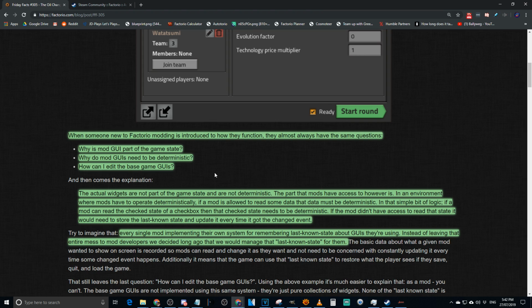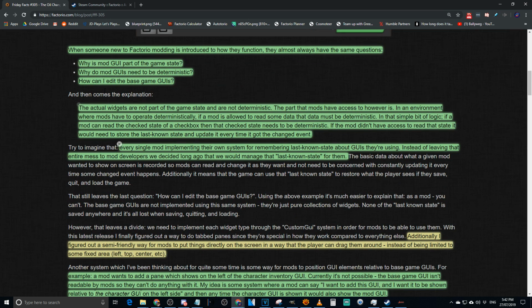Anyway, when someone's new to Factorio modding and is introduced to how they function, they almost always have the same questions. Why is the mod GUI part of the game state? Why do mod GUIs need to be deterministic? And how can I edit the base game GUIs? And then comes the explanation. The actual widgets are not part of the game state and not deterministic. The part the mods have access to, however, is in an environment where mods have to operate deterministically.